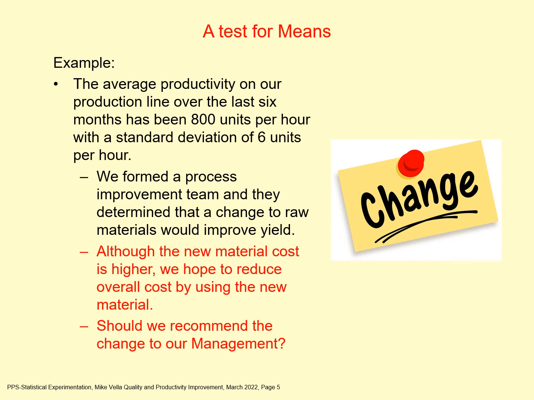We formed a process improvement team and they've determined that a change to the raw material would improve yield. Although the new material cost is higher, we hope to reduce the overall cost by using the new material. Should we recommend this change to our management?